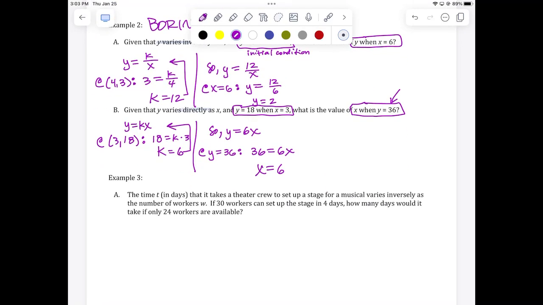All right, example 3 is the last example, and these are marginally more exciting, if you're interested in the level of exciting for these problems. They're not as exciting as the first ones, because the first ones, we had to figure out if it was inverse or direct. These are word problems again. Hey, we like word problems, but they're telling us if it's inverse or direct.